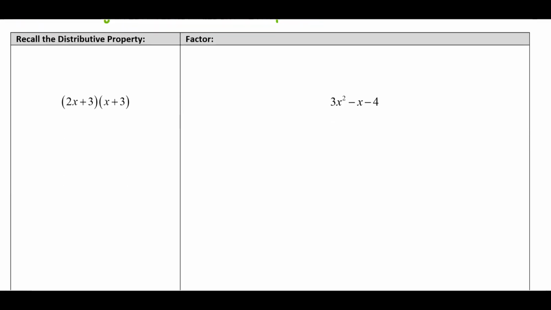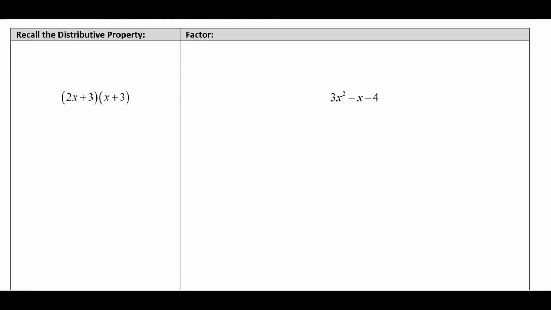So before we do anything, let's recall what it means to multiply out binomials. So these two binomials, and we're going to use our little graphic organizer, 2x times x, which gives us 2x squared. Then recall to get the middle term, we use our graphic organizer and do 2x times 3, which is 6x, and 3 times x, which is 3x. And this is going to add up to give me a 9x.